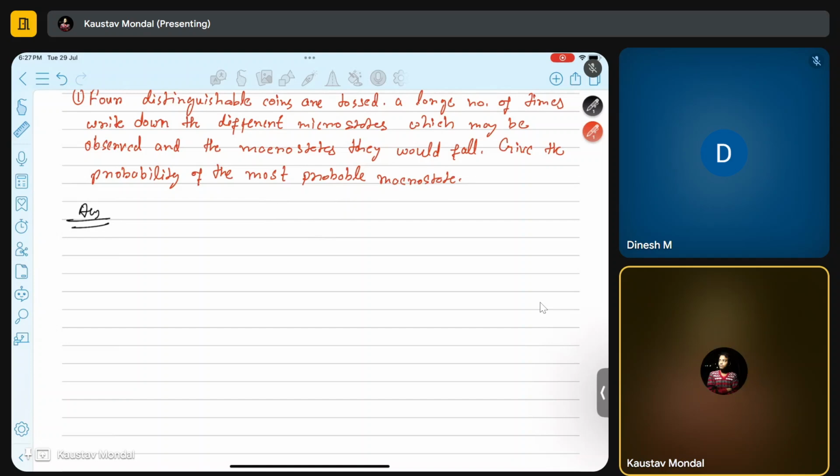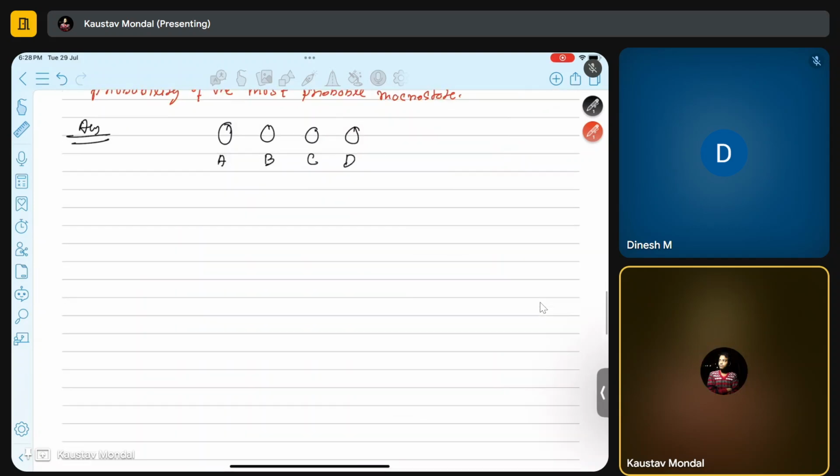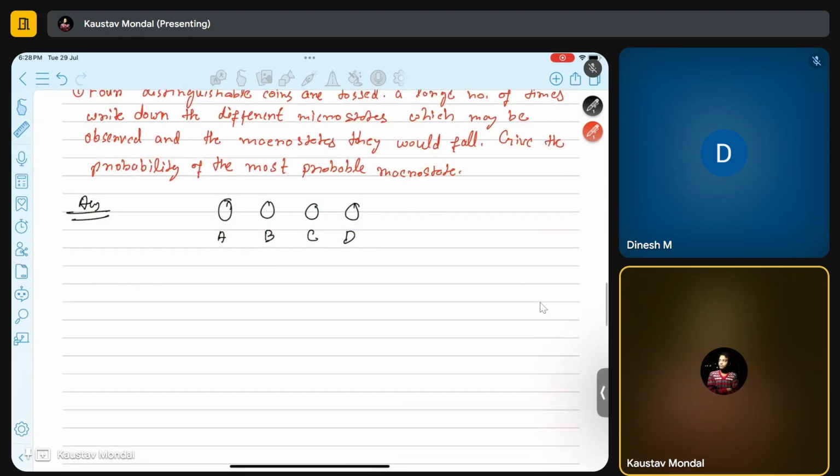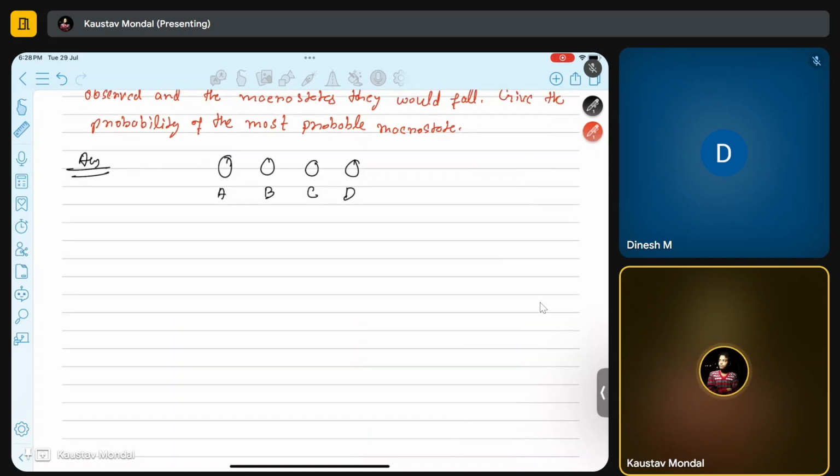So let's say there are 4 points: point 1, point 2, point 3, point 4. Let's call point 1 as A, point 2 as B, point 3 as C, and point 4 as D. Let's build a chart, because building a chart will be helpful to analyze the different possibilities.